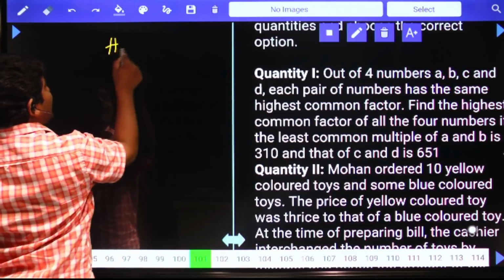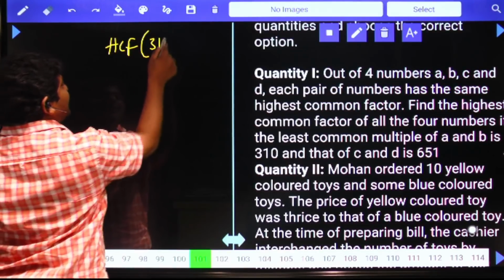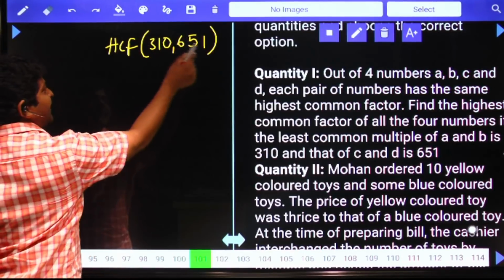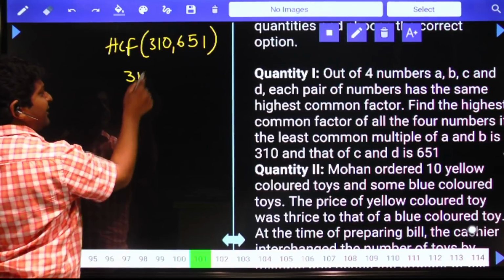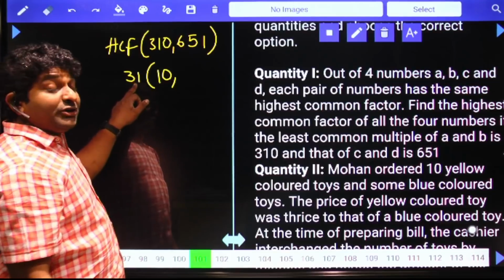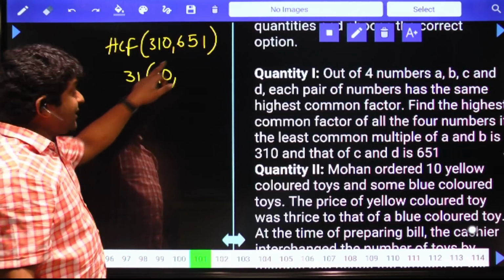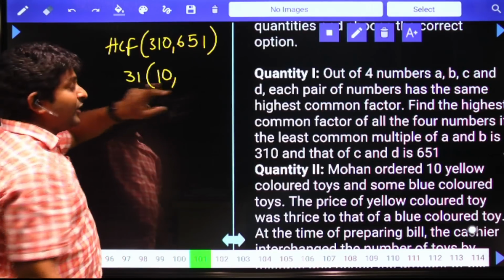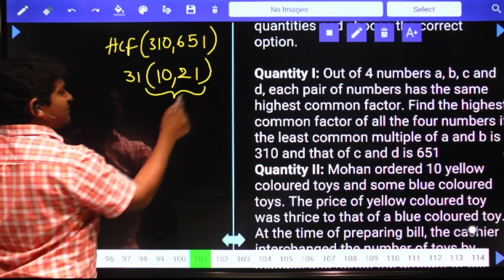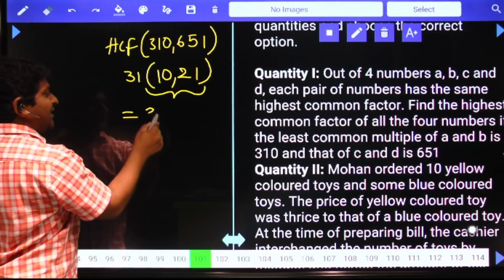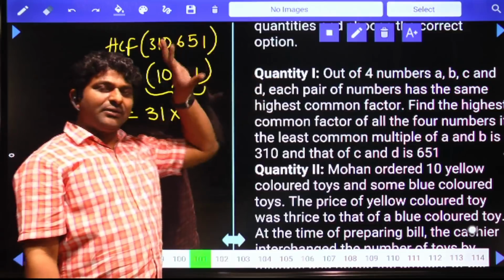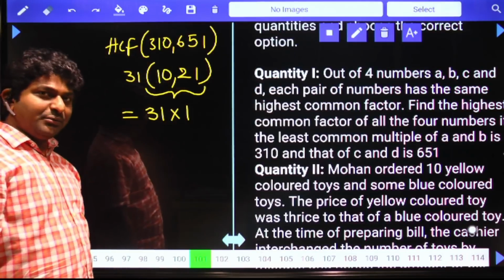Now, I would like to calculate the HCF for 310 and 651. If I take 31 common from both the numbers, 31 times 10 here, 31 times 20 is 620, and apart from 620 you have 31 more, which is 1 time more, that is equal to 21. The HCF of these two numbers is equal to 1. Hence, the final HCF is 31 into 1, which is 31. Q1 is equal to 31.